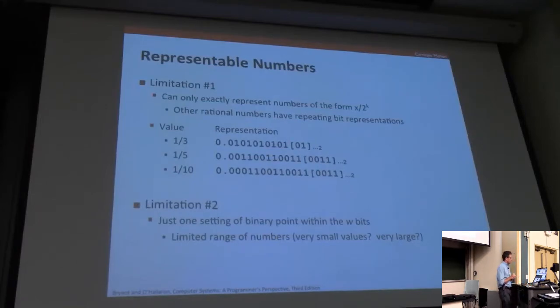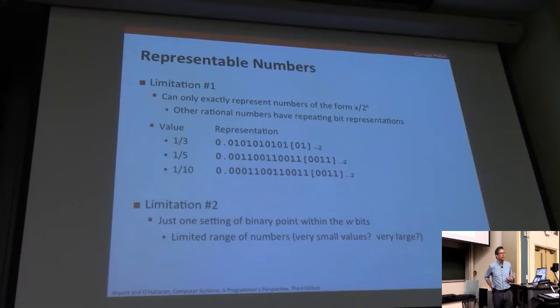Now there are limitations in this kind of representation. So first of all, we can only represent rational numbers of the form x divided by 2 to the k. We can only represent numbers of that form exactly. Other numbers have repeating bit representations that can't be represented with the finite number of bits that we have in a computer system. So for example, 1/3 has this repeating representation, and 1/5 and 1/10 are other examples of that.